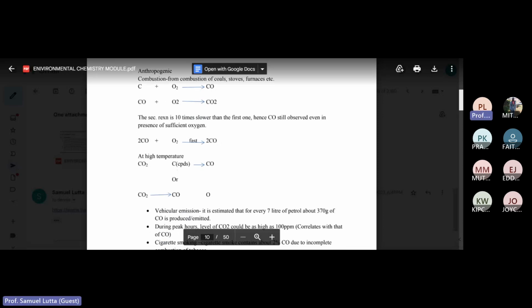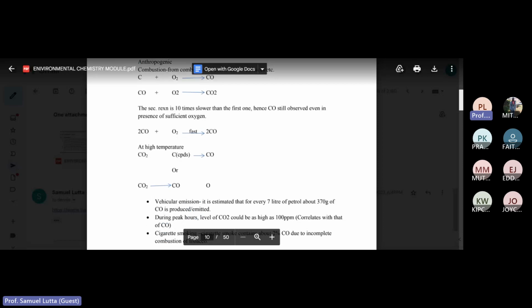We saw that it's also possible for carbon dioxide to react with carbon. There's a plus here, sorry.